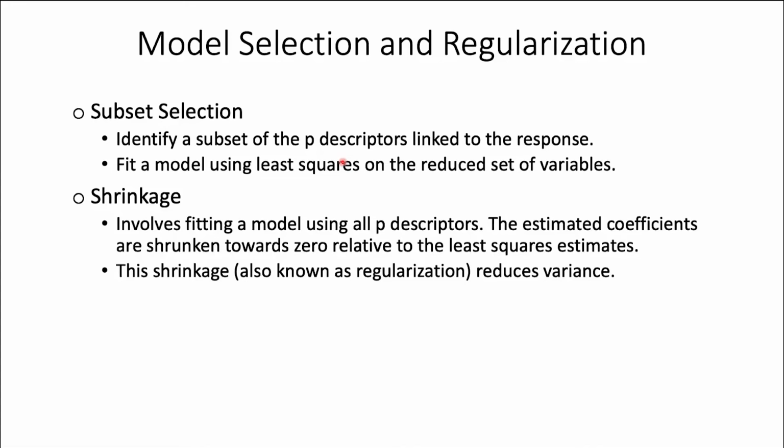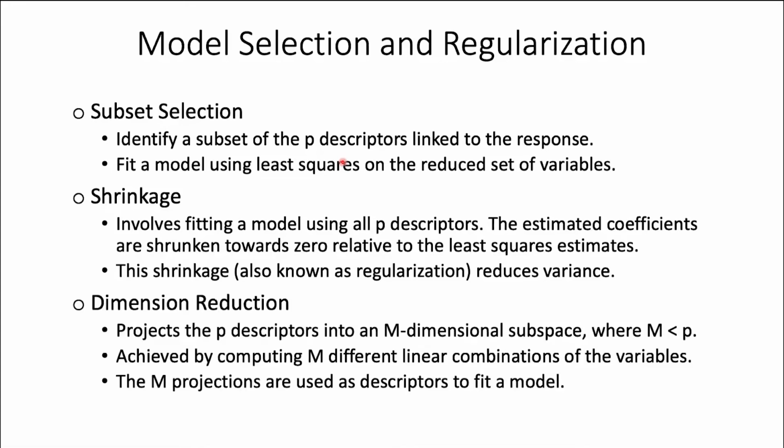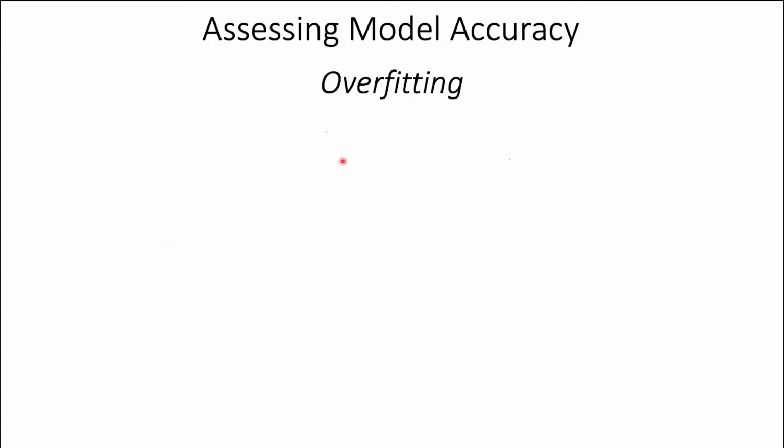And so you basically don't have too many descriptors playing a role in your model training. There's another tool called dimensionality reduction, which is another method to reduce your total number of descriptors to a subset of those that are available. And we'll have an example of that in a little bit. So overfitting. So why is overfitting bad?